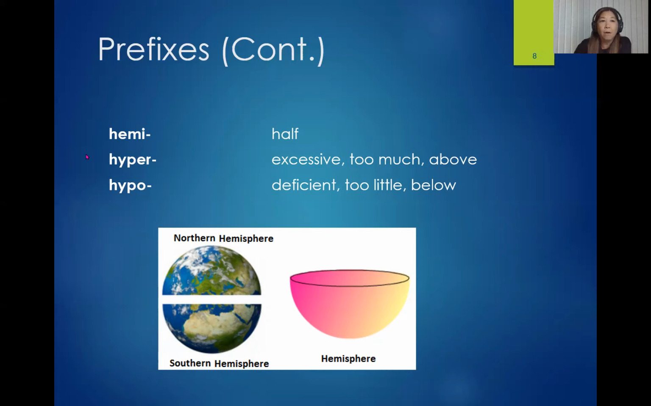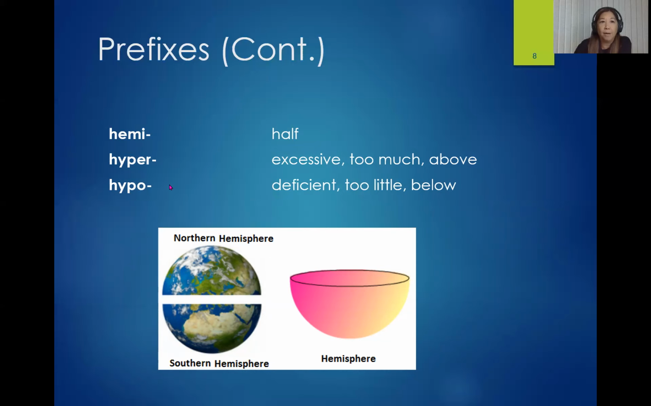Hyper and hypo are common prefixes. Hyper means excessive or too much or above. So someone who is hyperthyroid has too much thyroid hormone. Hypo is the opposite, means deficient or too little or below. So someone who is hypothyroid doesn't produce enough thyroid hormone.